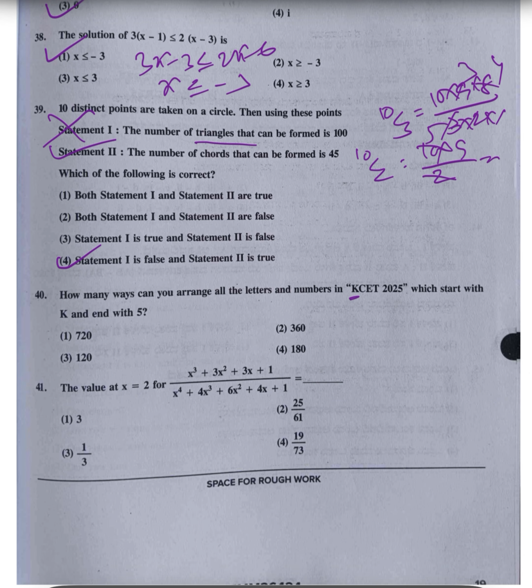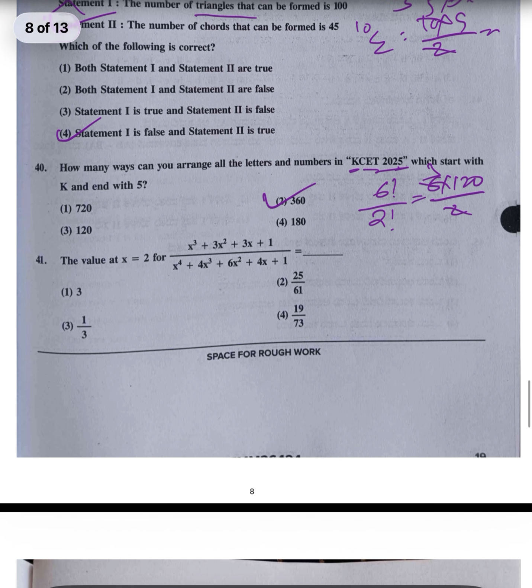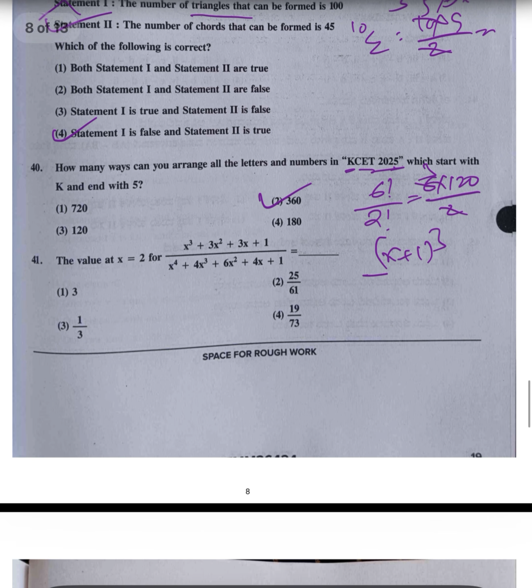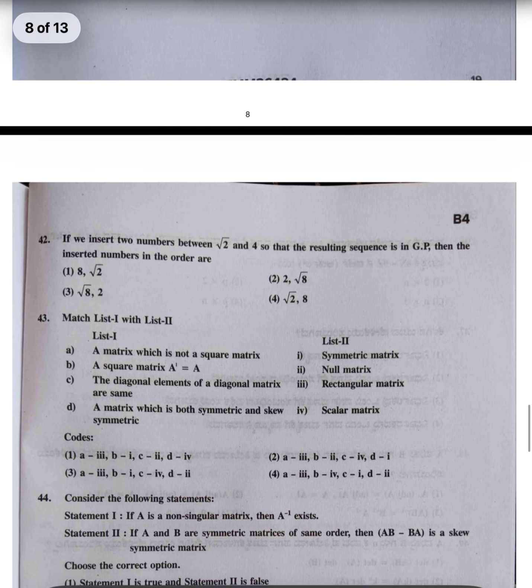So that when k and 5 fixed, the remaining objects are 6, 1 2 3 4 5 6. So that is 6 factorial by 2 factorial because of 2 twos repeated. So this is 6 into 120 by 2. So this is 360. Now coming to the 41, the numerator is (x plus 1) whole cube, the denominator is (x plus 1) whole power 4. So that it is 1 by (x plus 1). After simplifying, we can simplify because anyway the denominator is not equal to 0. So that answer is 1 by 3.